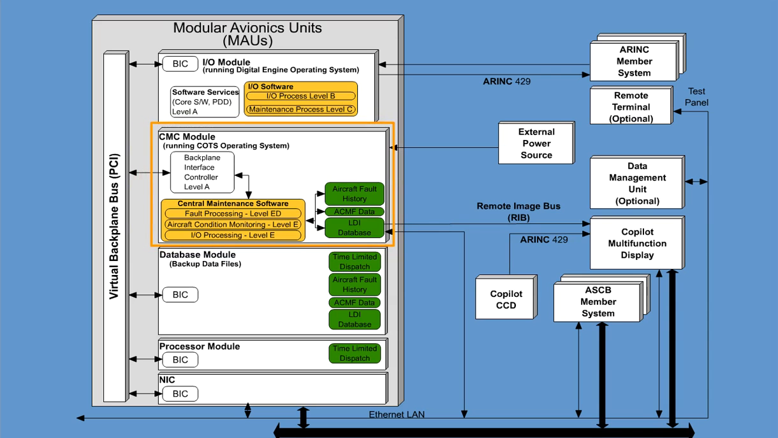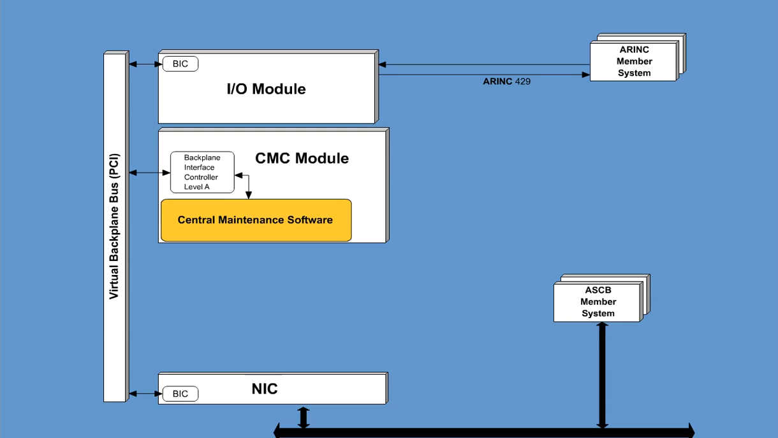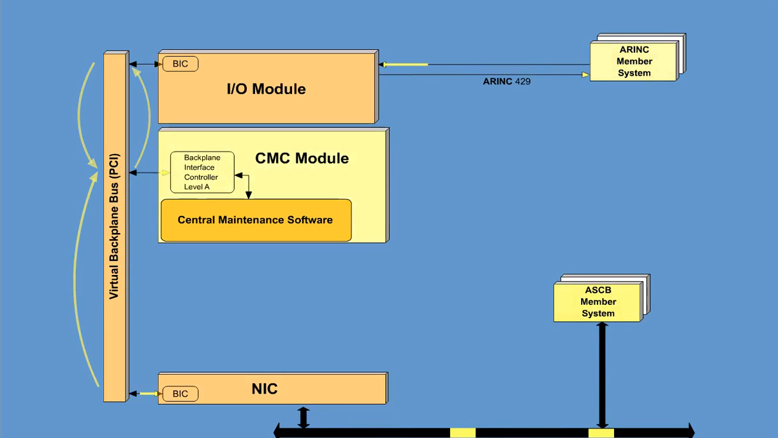The central maintenance computer communicates with and receives communication from the member systems either directly through ASCB-D for ASCB member systems or through ASCB-D via the MAU input-output and ARINC 429 buses for ARINC 429 member systems. The CMC module hosts the CMC function software and provides storage for the loadable diagnostic information, the fault history database, aircraft condition monitoring function data, and Windows NT operating system.